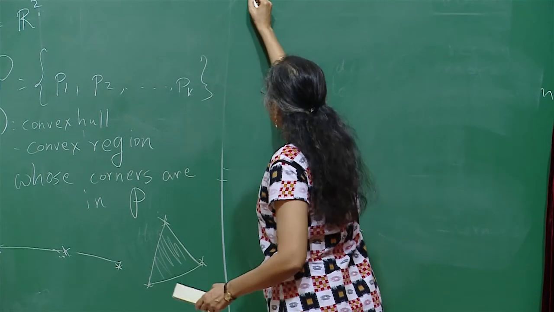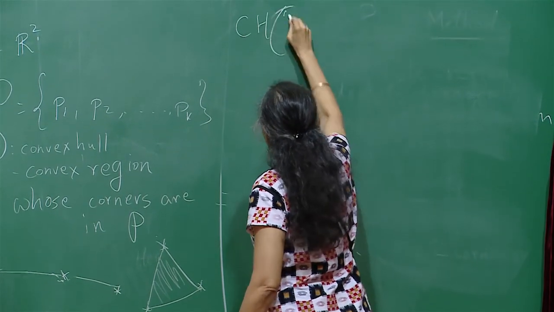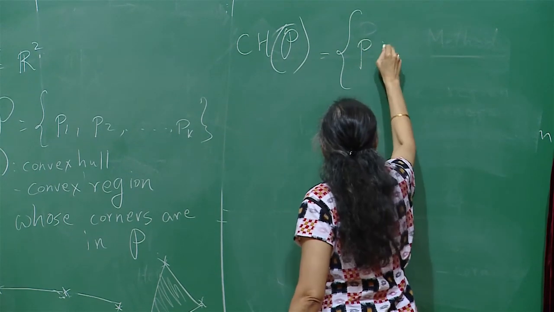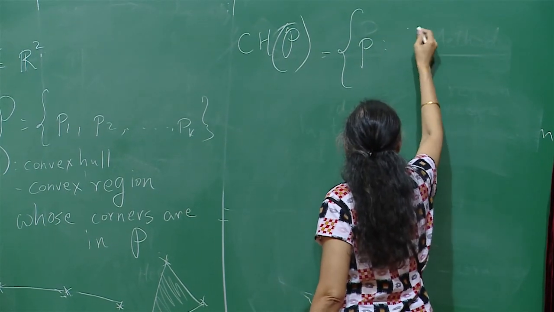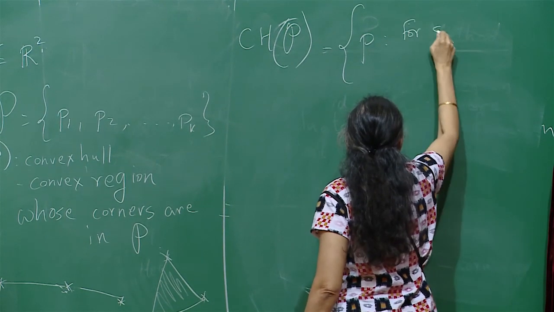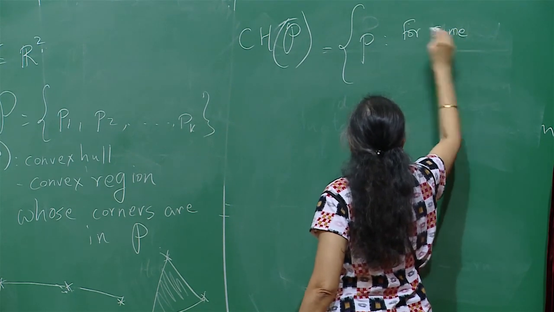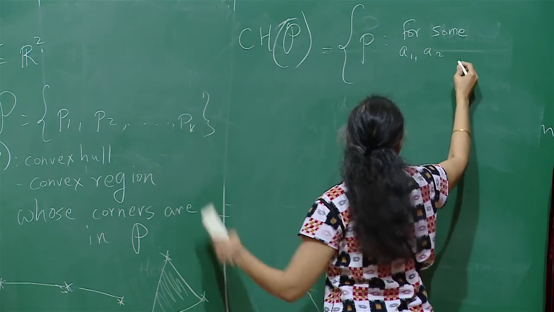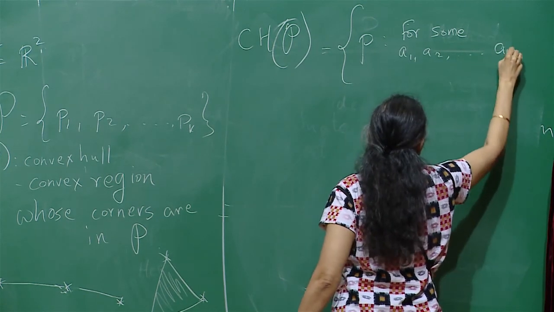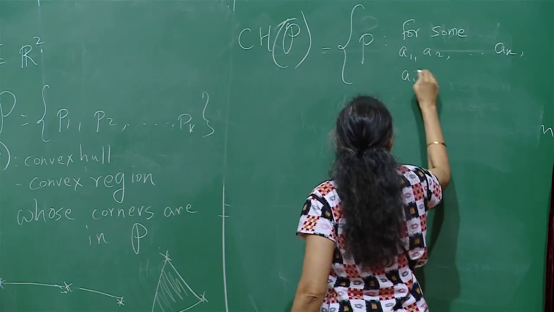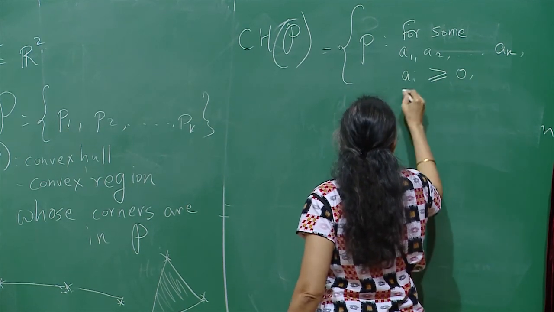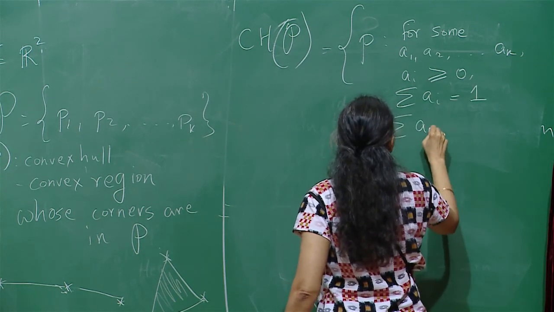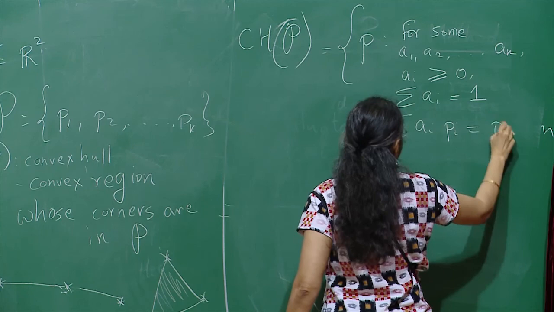So the convex hull, in fact, formally the way one would define it, the convex hull of a set of points is all points P which can be expressed as combinations of the points in this point set. For some A1, what is P? P is A1 P1 to Ak Pk, with each Ai greater than or equal to 0 and summation Ai equals 1. It turns out that summation Ai Pi is exactly the set P.